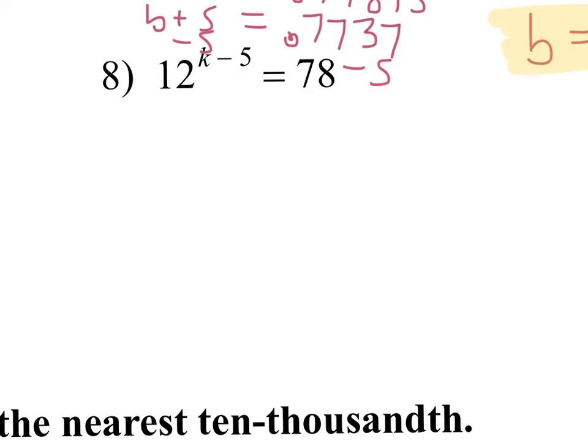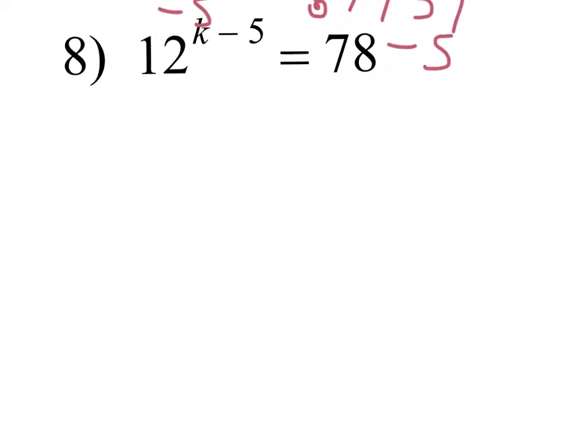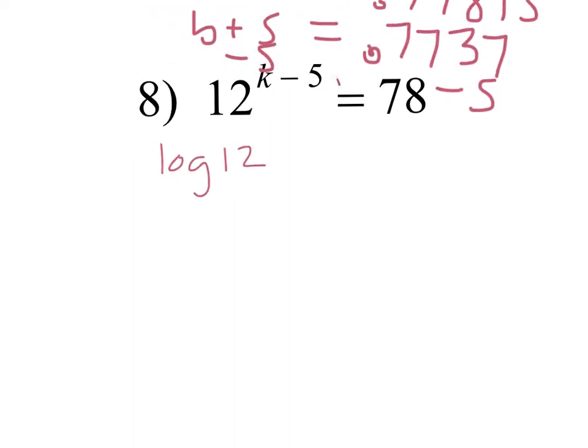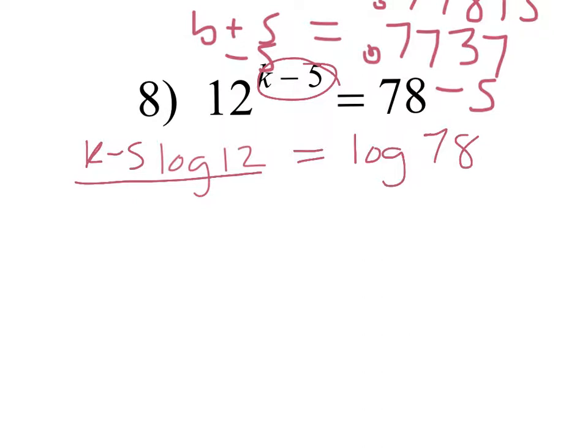All right, number 8. So again, we need to take the log of both sides. So we have the log of 12. I'm going to skip a step and just move this to the front already so I don't have to rewrite it again. And then the log of 78. It's important that you take the log of both sides. Can't forget that. So now, to get k all by itself, we need to divide both sides by the log of 12.